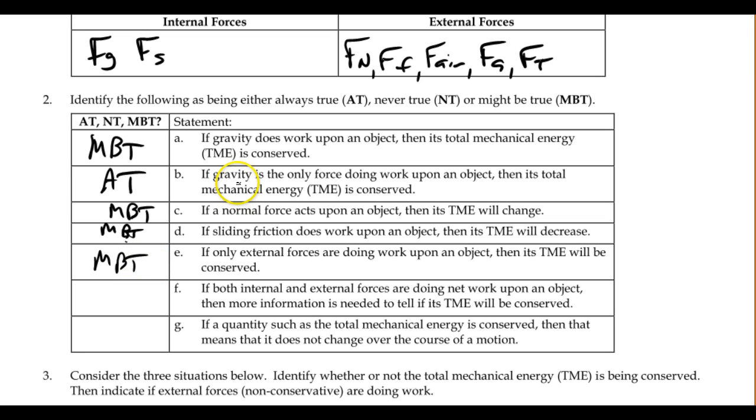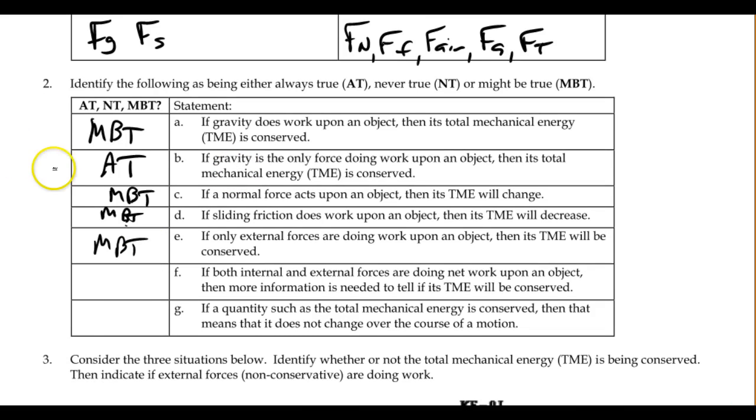F, if both internal and external forces are doing net work upon an object, then more information is needed to tell if its TME will be conserved. And that is always true. We need to know what external forces are working. Are they canceling each other out? Are they doing the same amount of work but in opposite ways, some adding energy, some subtracting energy? We need to know more to tell if we're conserved or not.